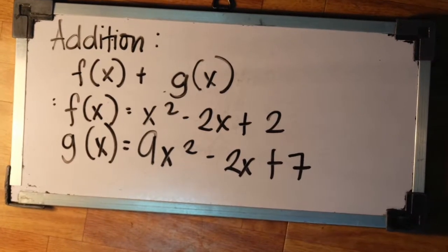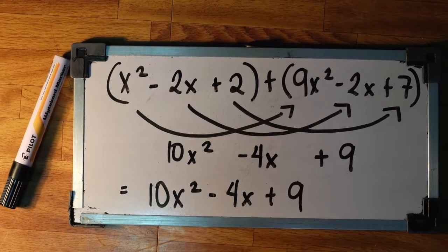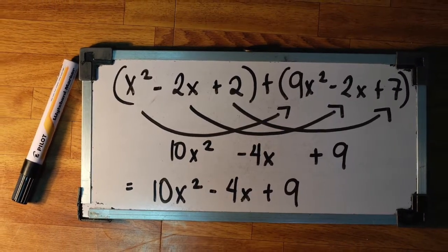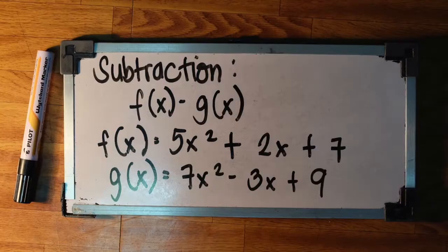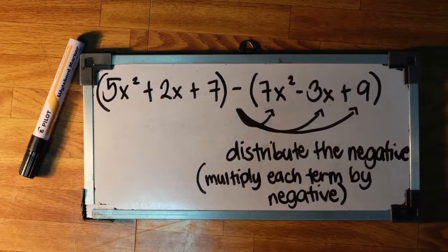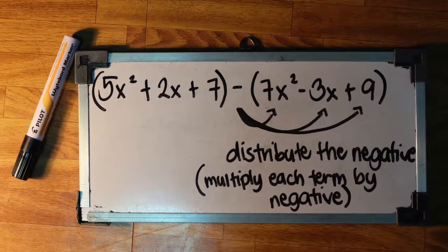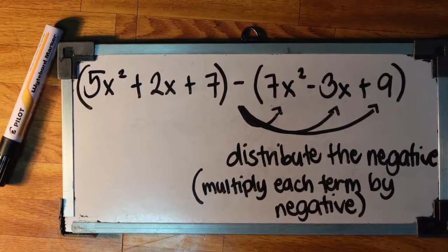Starting with the main point for addition and subtraction of polynomials, if we were to add two polynomials, we should write the sum and simplify it by combining like terms. On the other hand, if we were to subtract an expression from another expression, we should distribute the negative to each term of the second expression.